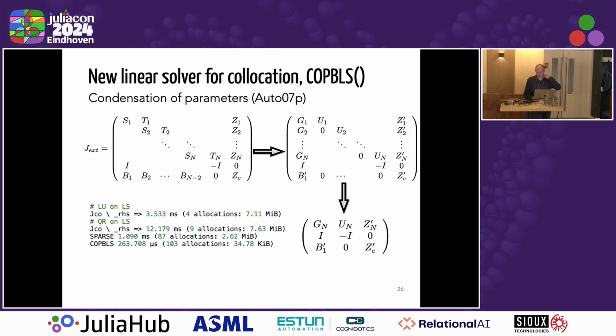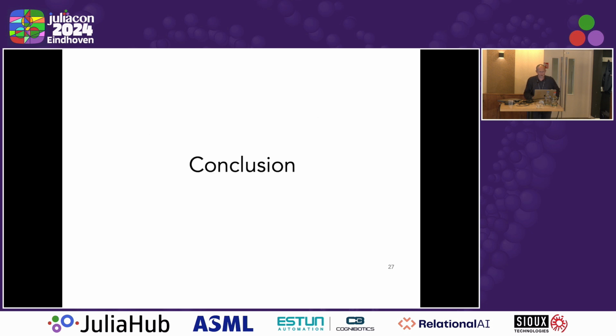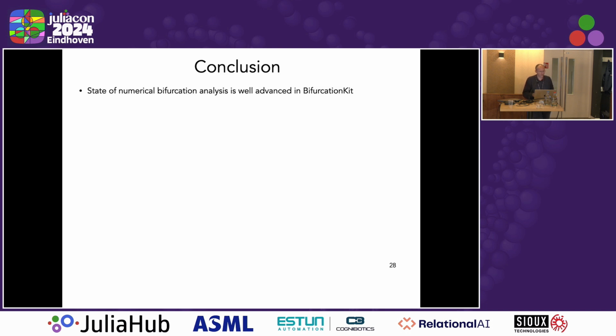We have also improved a lot the linear solver of collocation. So the solve goes from 3 milliseconds, in this particular example, to 300 microseconds. So it's almost a factor 10. This is a method that is used in AUTO. And that's it. I want to conclude now to give time for questions. So in conclusion, the state of numerical bifurcation analysis is well advanced in BifurcationKit, at least for ODEs. And to my knowledge, there is not much to do.